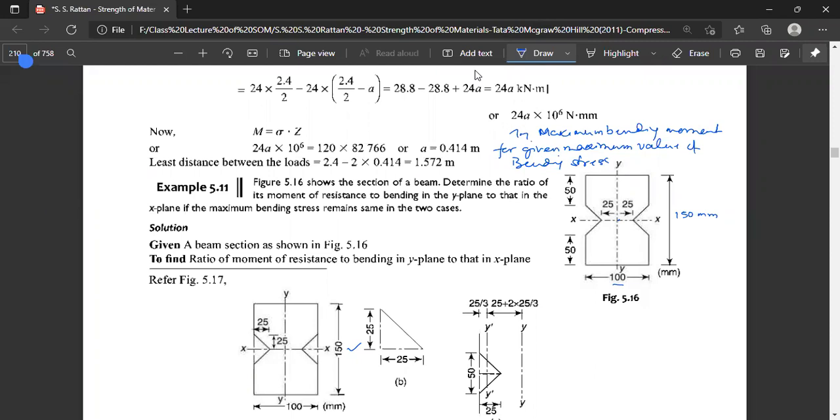And we know that the x-axis is going through this line, and the y-axis is going through this line. One main important thing here is that you have to calculate the moment of inertia of the same section, first for the x-axis, then for the y-axis. We know that the bending stress is the same, and so the bending moment is maximum in both sections. So we have to calculate the ratio accordingly from both sides.